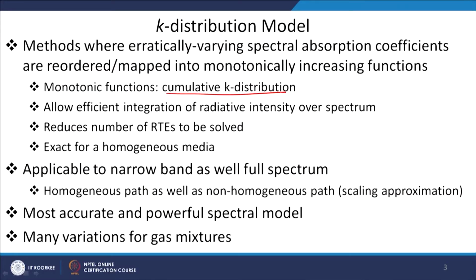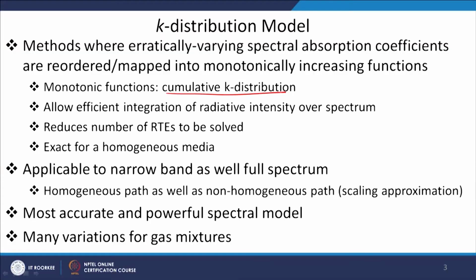And what reordering basically does is it converts the erratic function into a cumulative k distribution, a monotonically increasing smooth function. We will see how this maps the spectrum into a smooth function, and it allows efficient integration of radiative intensity over the spectrum. So, this method is very analogous to the weighted sum of gray gases, where we represented the non-gray gas mixture using a sample of gray gases.